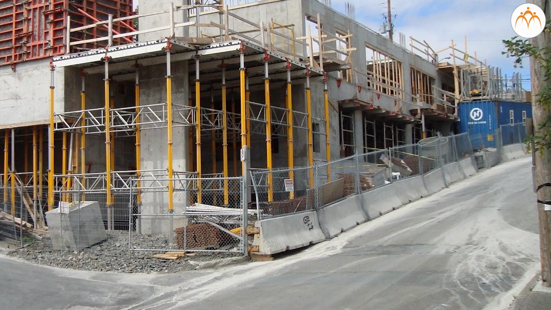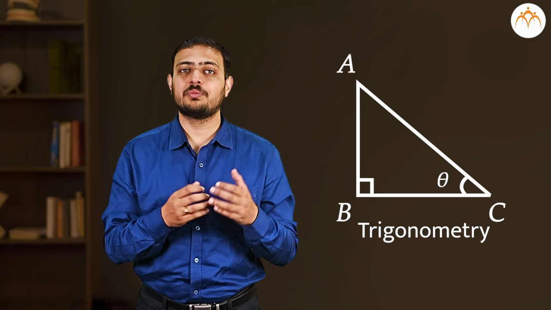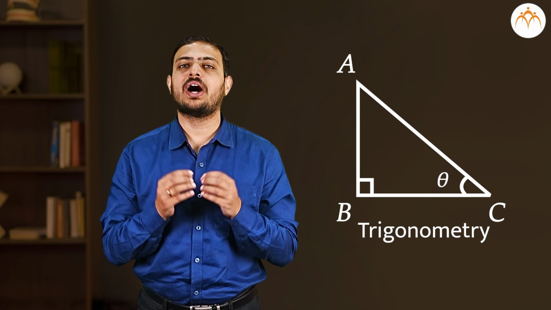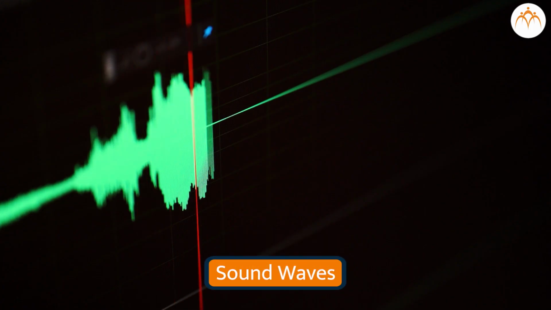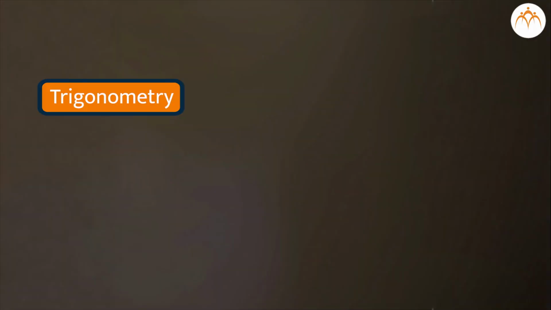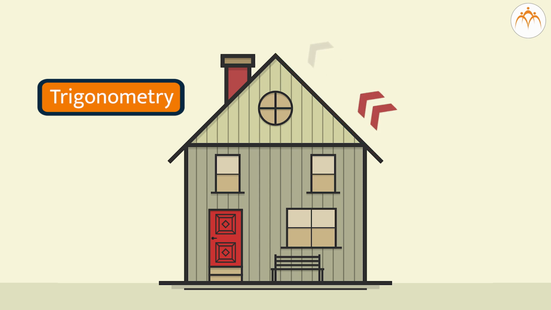Hello students. Maritime distances and distances in fields such as construction or astronomy are difficult to measure directly. Trigonometry is used to measure distances in such fields. It has a wide range of applications across marine science, physics, computer graphics, sound waves, and robotics. Interestingly, trigonometry is also useful in determining the slope of a roof.